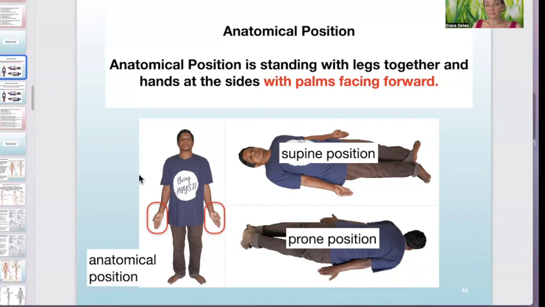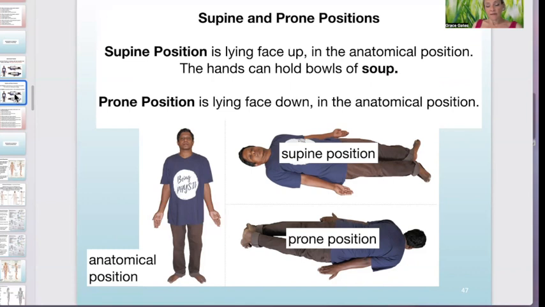But for anatomical reasons, the anatomical position is standing with your legs together and your hands at your side with your palms facing forward. Then there are two other positions that sometimes come up in anatomy and come up quite often clinically, and those are the supine position and the prone position. Supine position is lying face up in the anatomical position. To learn this position, you can learn that the hands can hold bowls of soup. So soup, supine. Get it? The prone position is lying face down in the anatomical position.